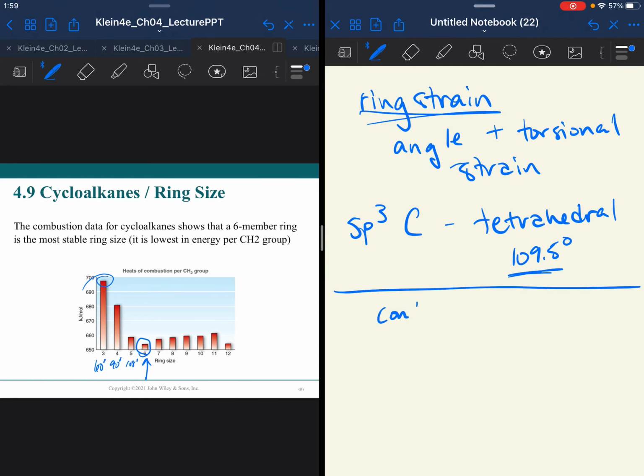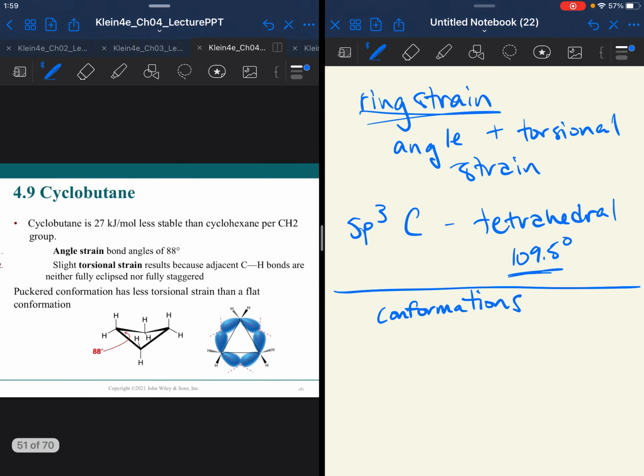So when we think about conformational analysis, right? So we're looking at conformations. We're going to start with the 3 and 4-membered rings. These are our highest energy guys. So we know the angle strain is bad on cyclopropane, right? We look at it, we got a 60 degree bond angle. But what about torsional strain?